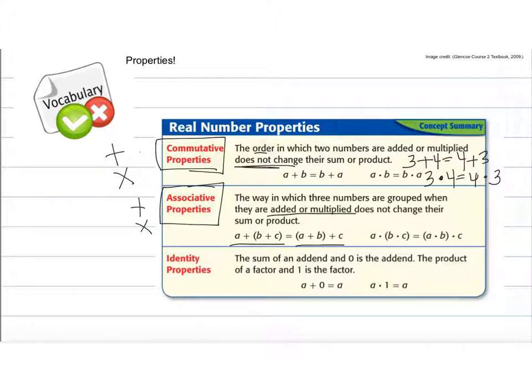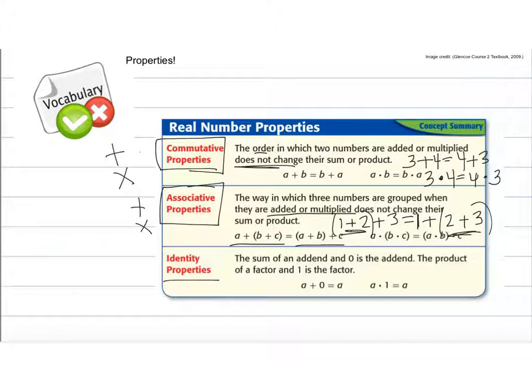So an example here could be 1 plus 2 plus 3 is the same as 1 plus 2 plus 3, and then I put the parentheses there. Because remember, when we solve, we solve parentheses first. So here I would solve 1 plus 2 is 3 and add 3, I get 6. Here I have 3 plus 2 is 5 and add 1, I still get 6.